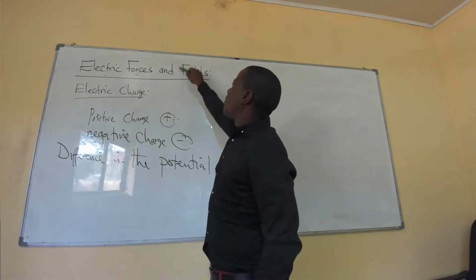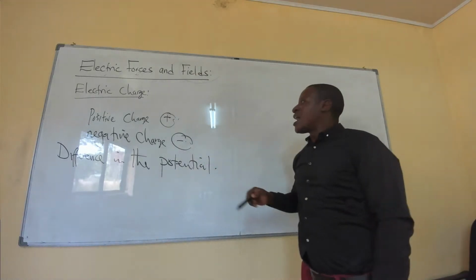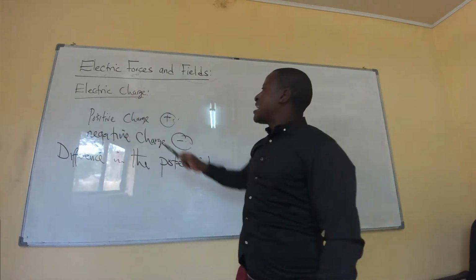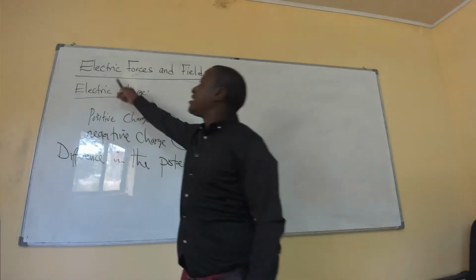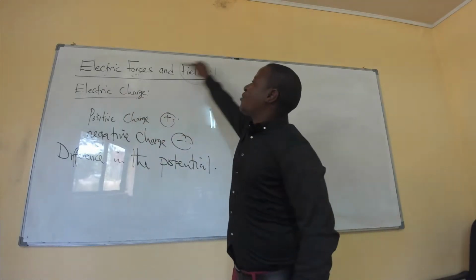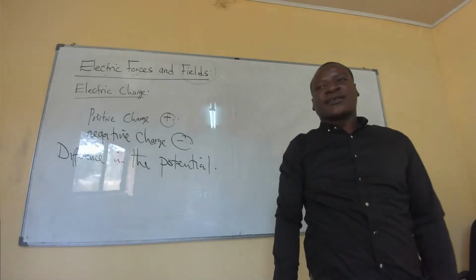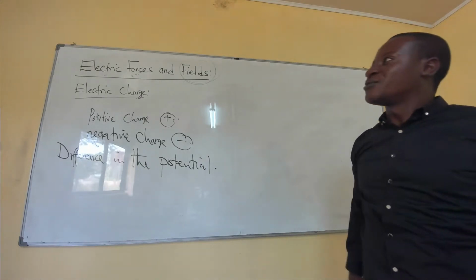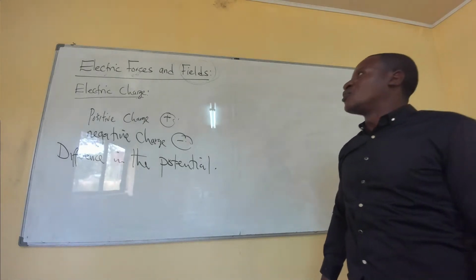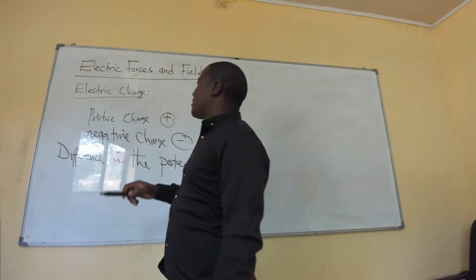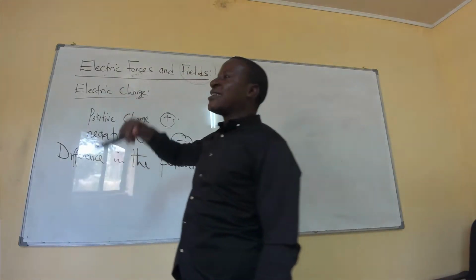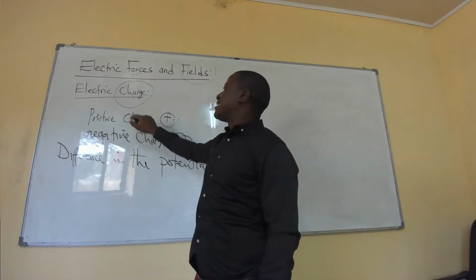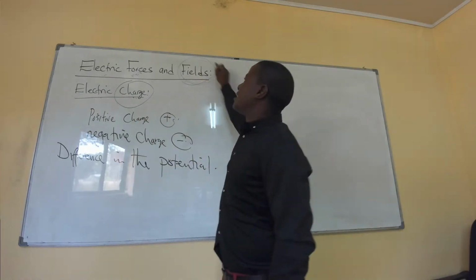And then you have what is called the fields. So as these forces due to this electric charge are exerted in an environment, it creates what are called electric fields. So that is just to define our chapter, which is electric forces and fields. I'll repeat that: the electric forces are created by the interaction between charges. And as charges interact, they create what is called the fields.